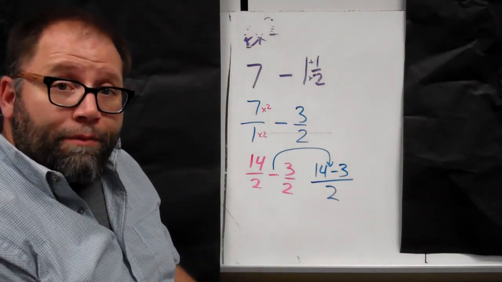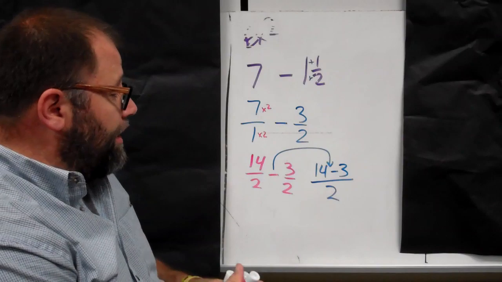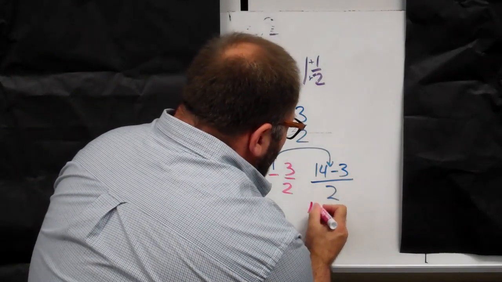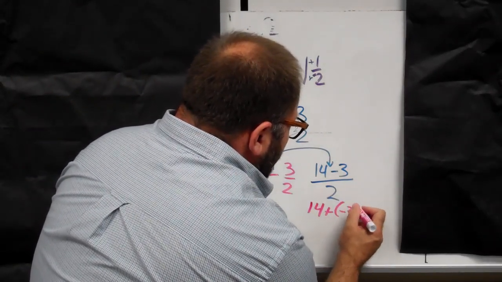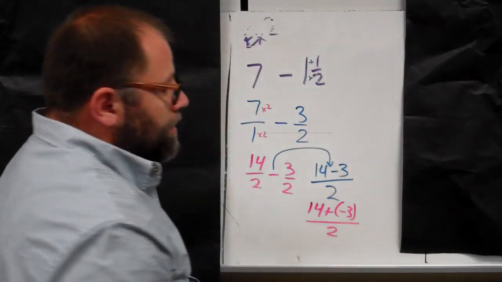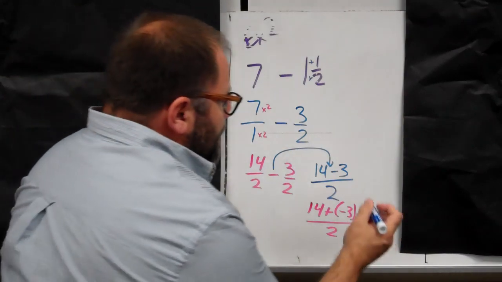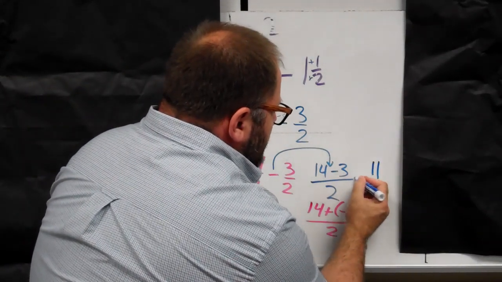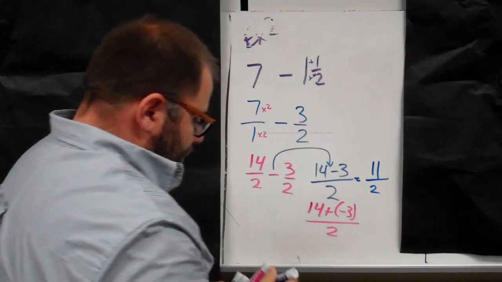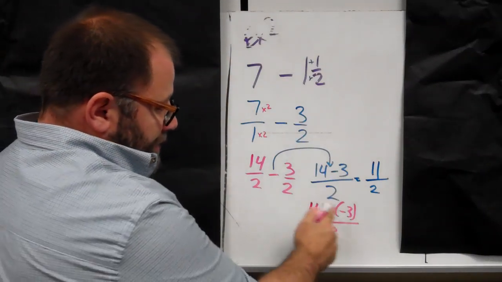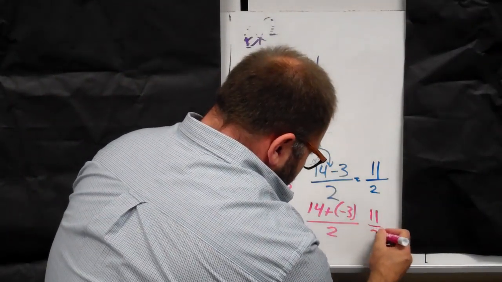Or you could add the opposite, 14 plus a negative 3. In fact, I'll even write it like that: 14 plus a negative 3 over 2. What you'll see is we're going to get the same answer either way. 14 minus 3 is 11 over 2. 14 plus negative 3 is 11 over 2.